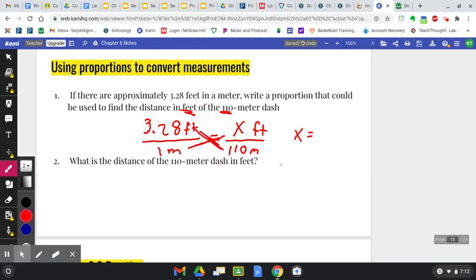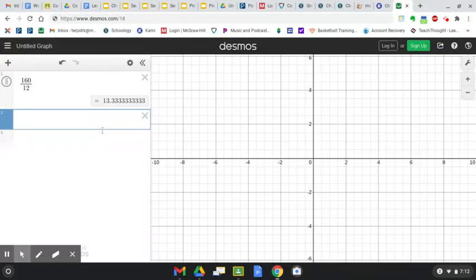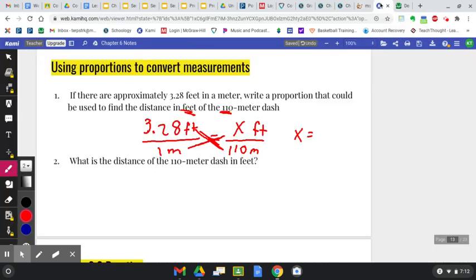here, the 3.28 feet times 110. So let's do that real quick. So 3.28 times 110, we get 360.8. Okay, and so we cross multiply there to solve. And notice that we set it up as a proportion. There was an equal sign in between.